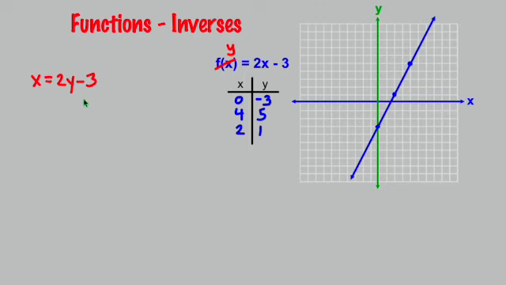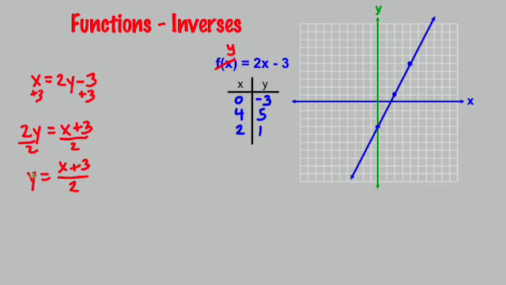Then we want to go ahead and solve for y. So I'm going to add 3 to both sides. Now I'm also going to reverse here, so I'm going to put the 2y on this side over here on the left and x plus 3 over here. And then finally I would divide both sides by 2. So now my function would look like this: y equals x plus 3 all over 2.